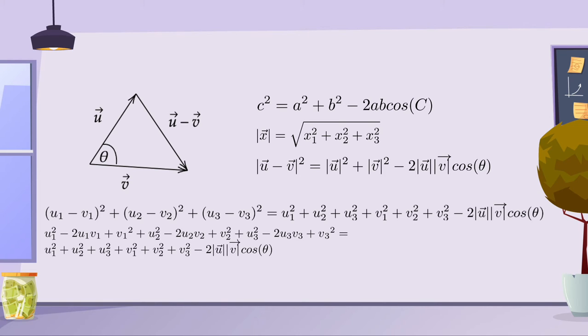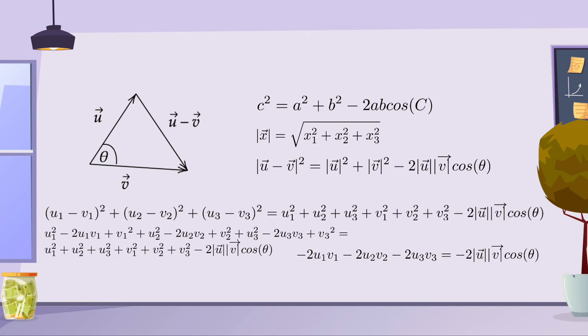Alrighty, now when I manipulate the left-hand side a little bit here, I'm going to end up with u1 squared minus 2u1 v1 plus v1 squared plus u2 squared minus 2u2 v2 plus v2 squared plus u3 squared minus 2u3 v3 plus v3 squared. And that's all equal to the same stuff on the right-hand side of the equal sign.